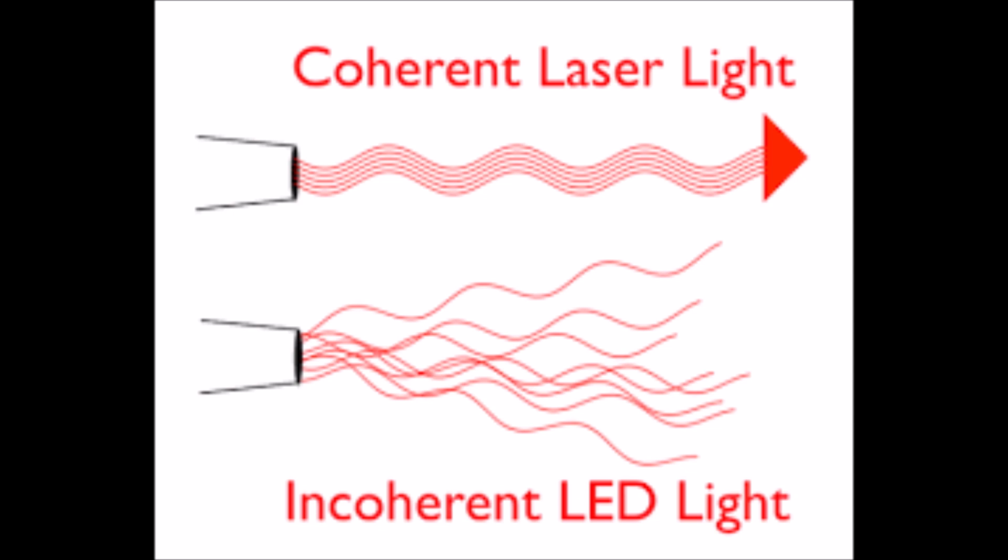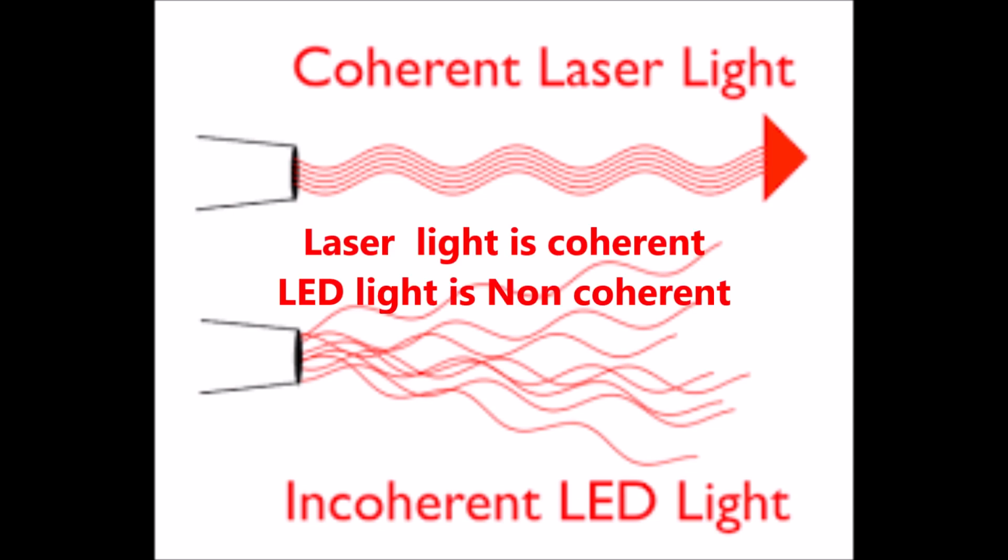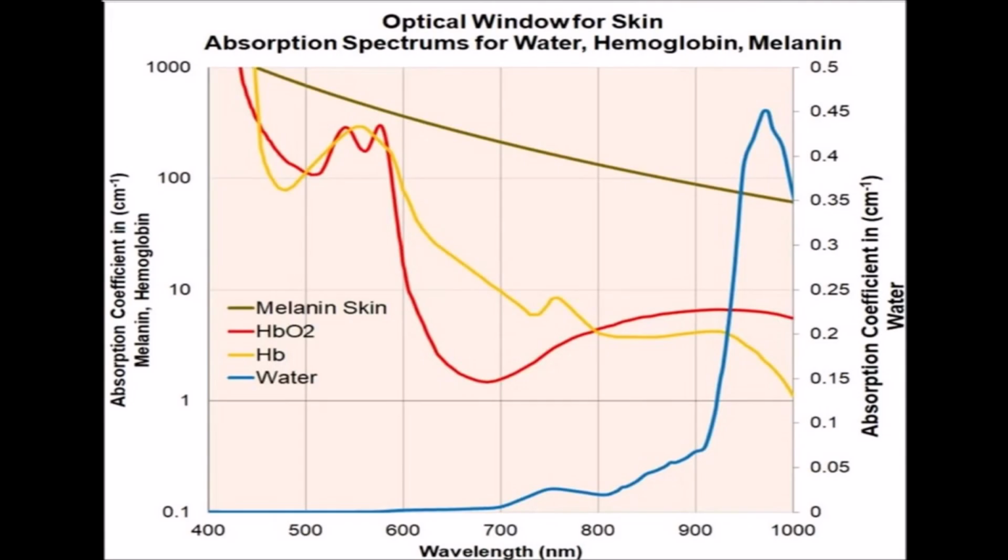We can apply light in two ways. We can do it via a laser, a coherent light, or LEDs, which is an incoherent light. Lasers are high powered and require safety goggles and a professional to apply them. LEDs are very safe and used in many areas.